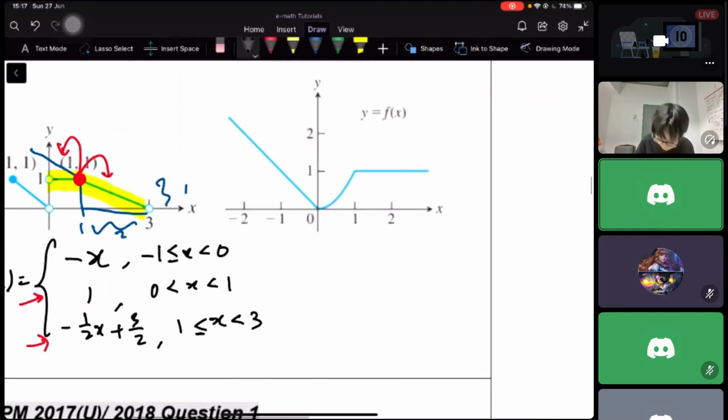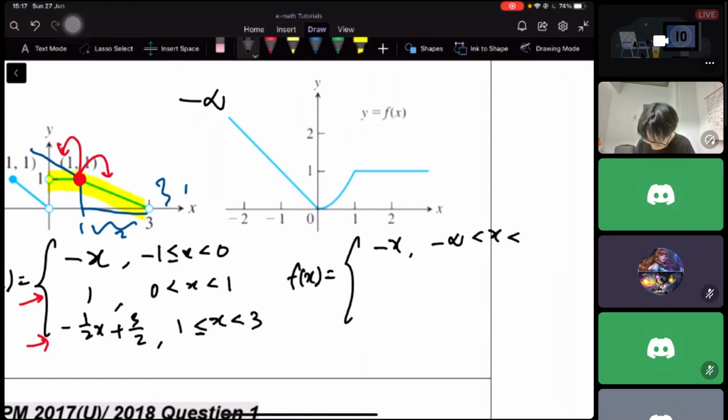This one is again f(x) equals -x. It is from what? Far away, -infinity. You don't actually have to write it like this. If you want to include it, you also can. But just writing x smaller than 0 is enough already. You don't have to write -infinity.